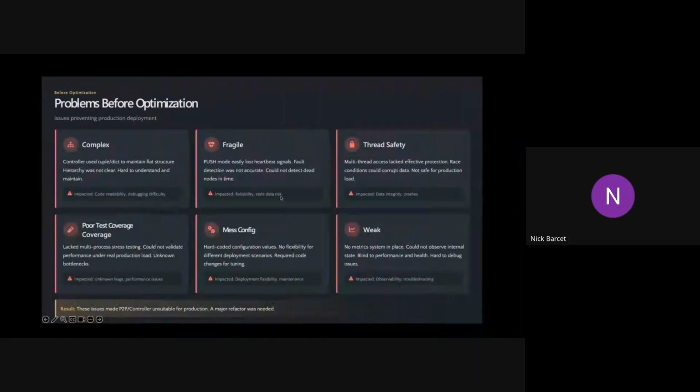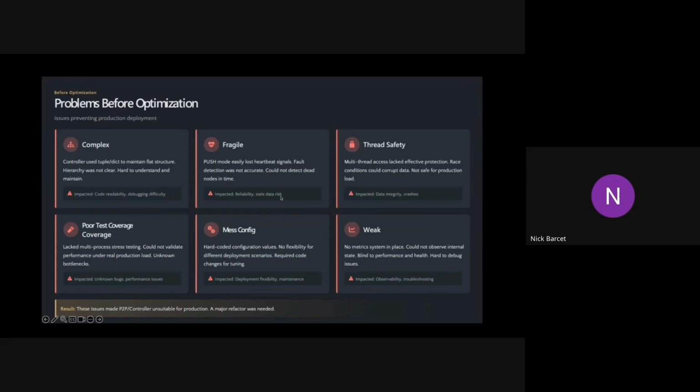The fifth problem was misconfiguration management. Configuration values were hard-coded, lacking flexibility for different deployment scenarios. Code changes were required to adjust parameters. The sixth problem was weak monitoring capabilities. There was no metric system in place to observe internal state. The system was blind to performance and health states, making issue debugging very difficult.